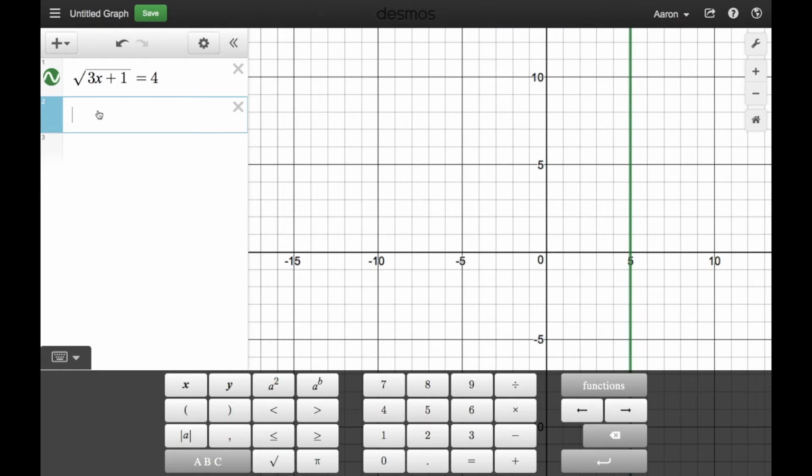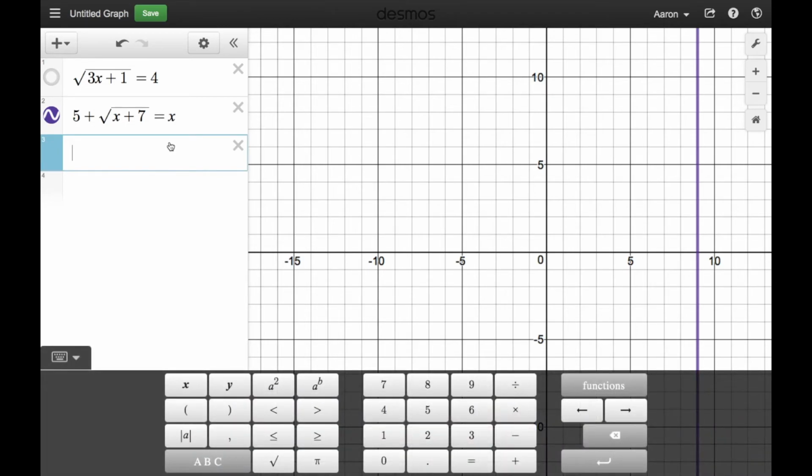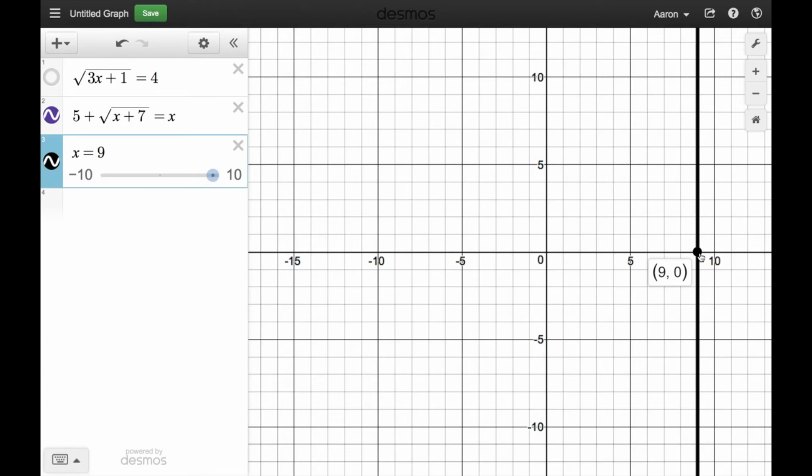Here you can use Desmos to check and get square root of x plus 7 is equal to x. As you can see here, it looks like it's at 9. Let's double check. Does x equal 9? Yep, there it is. 9.